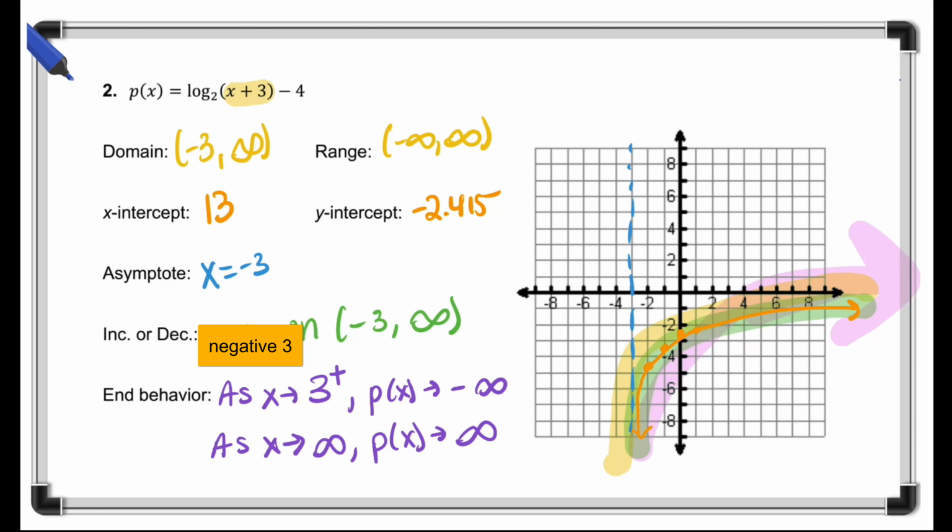Now, end behavior does give you a little bit of an introduction when we get into our limits unit. So now let's go ahead and look at a second problem together.